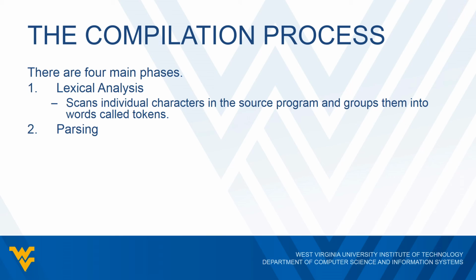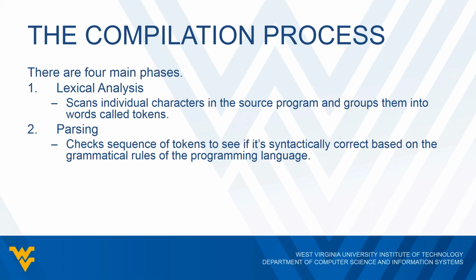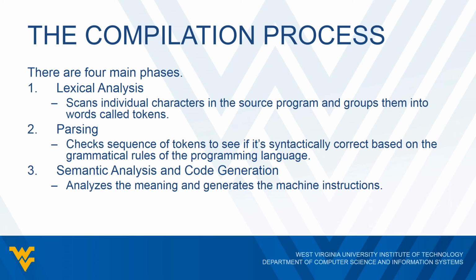The second phase is parsing. So what we do here is the sequence of tokens that are formed by the scanner is checked to see whether it is syntactically correct according to the rules of the programming language. This phase is roughly equivalent to checking whether the words in the text form grammatically correct sentences. The next phase is the semantic analysis and code generation. Sometimes these phases are broken up into 2 different steps, but right now we're just going to combine them into one. So here, if the high-level language statement is structurally correct, then the compiler is going to analyze the meaning and generate the proper sequence of machine language instructions to carry out these actions.